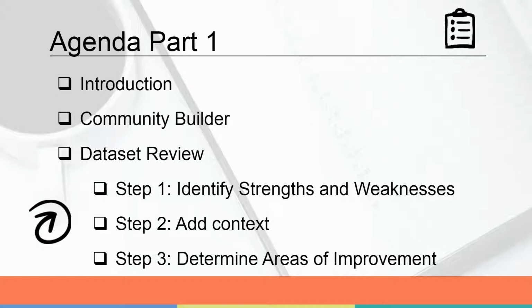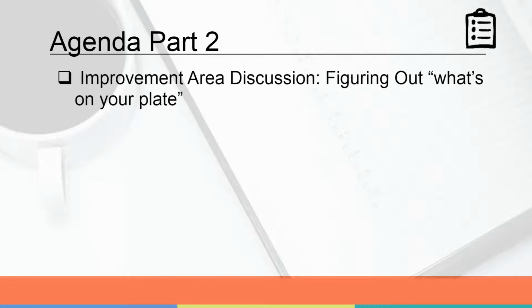Once you've reflected on and discussed your data and identified areas that you would like to improve on, you will move into the second part of our agenda. During part 2 of the agenda, you will start by having a conversation with your team about what is currently on your plate. What initiatives are you running? What are the goals of your organization, your program, your funders, and the larger community? What else do you need to be aware of while considering the improvements you'd like to make?